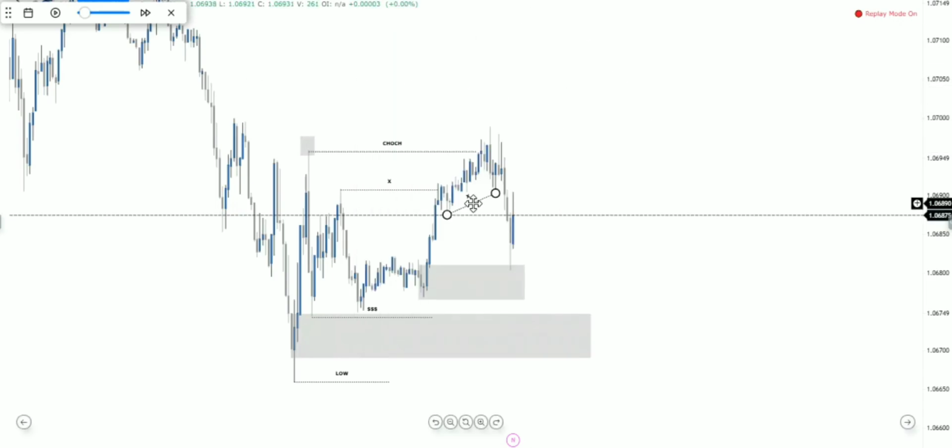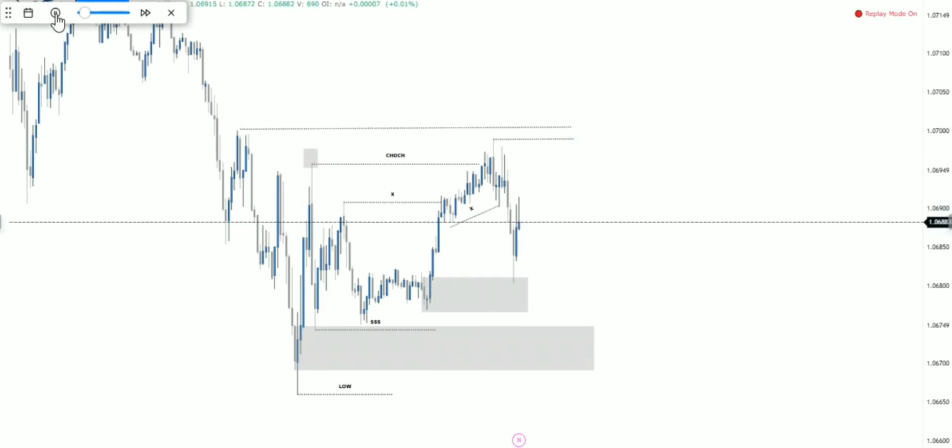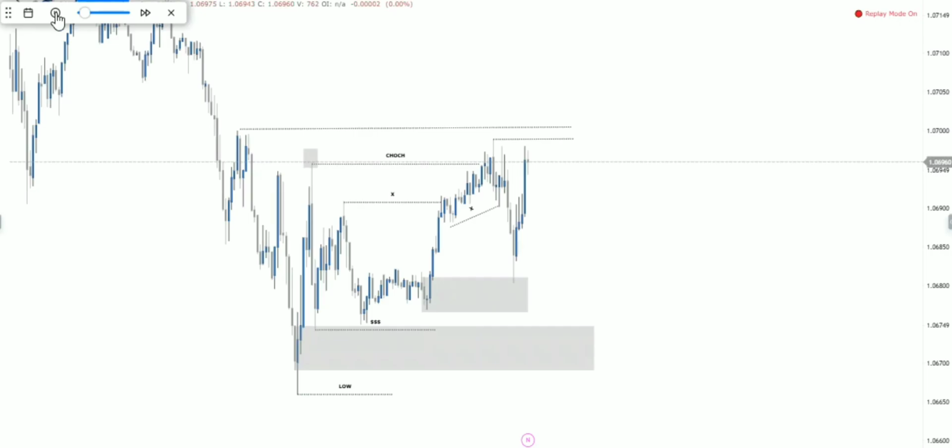So as liquidity taken at this point in time, I would look for a position to the upside targeting this high over here, or either targeting this high or targeting the high just above it, which is this one over here, right? So let's see if we can get what we are looking for, and there we have both take profits hit, right?